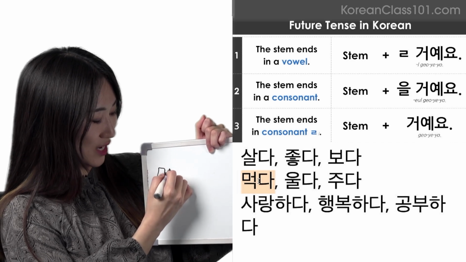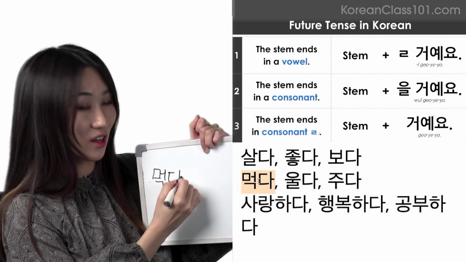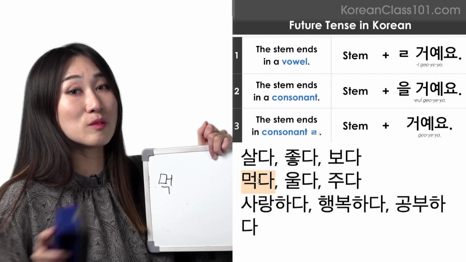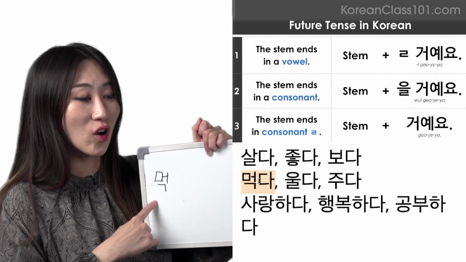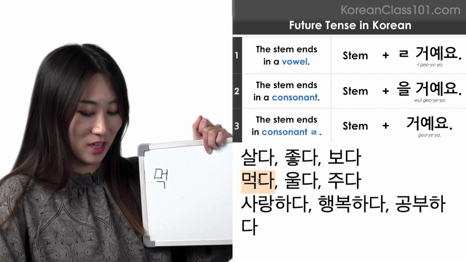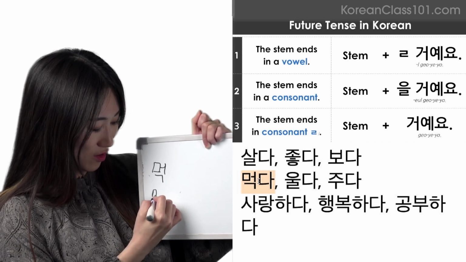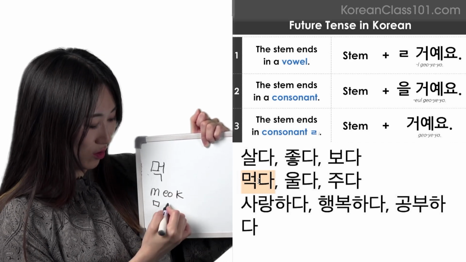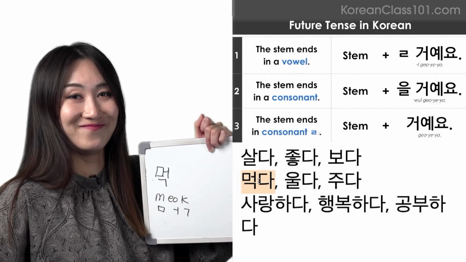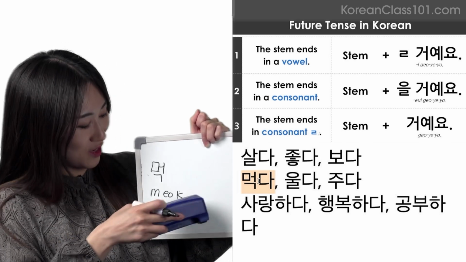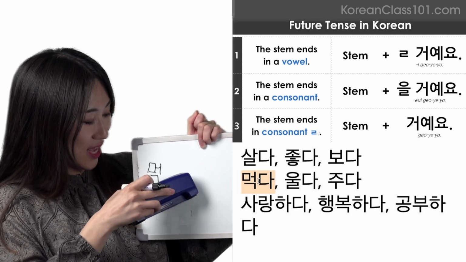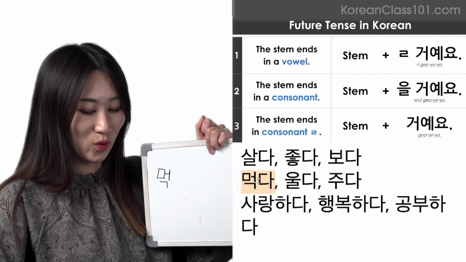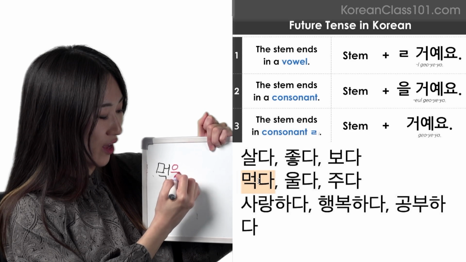To eat, right? 먹다, the verb. What is the stem? Stem is 먹, by removing 다 at the end. It consists of 먹, and it does end with a consonant. So let's use 을 거예요.